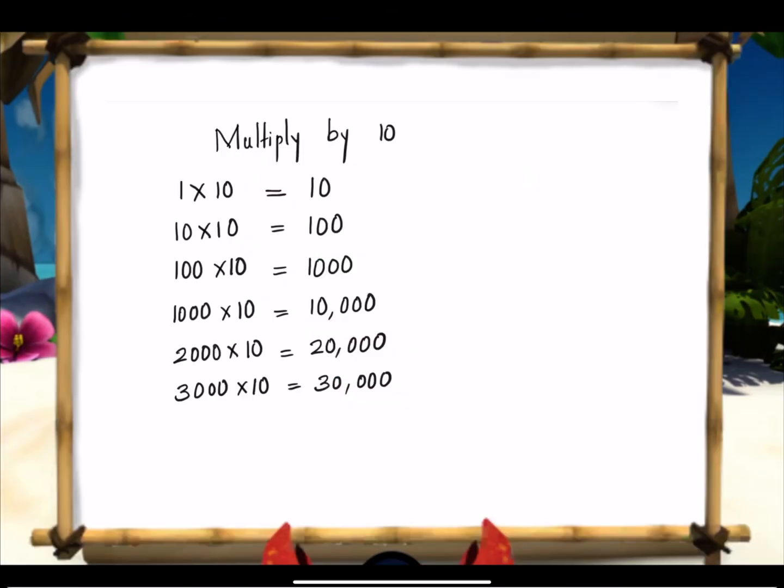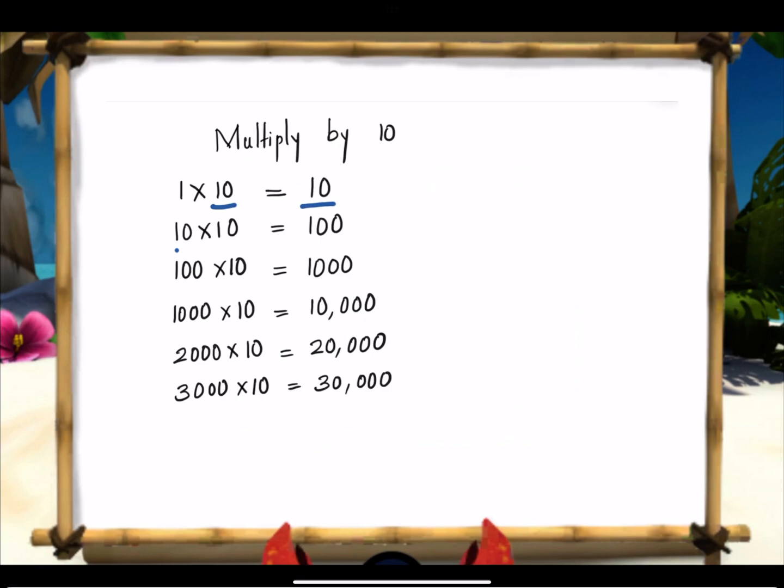Now let us multiply by 10. When we multiply 1 by 10, we get 10. 10 times 10 is 100. 100 times 10 is 1000. 1000 times 10 is 10,000. 2000 times 10 is 20,000. 3000 times 10 is 30,000.